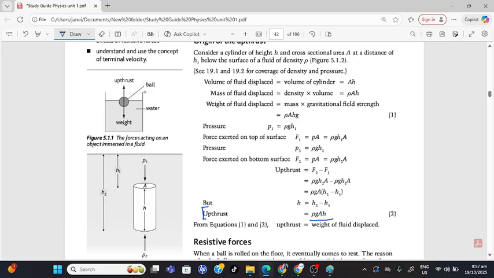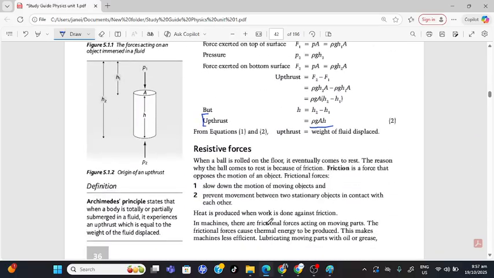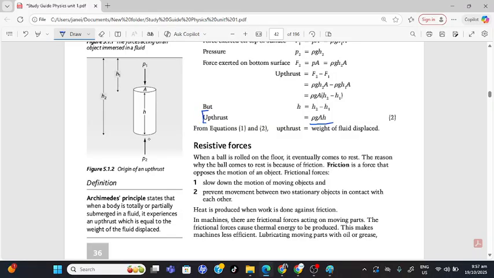So we're looking at Archimedes' principle, and we're going to define it. You're going to make a note. Archimedes' principle states that when a body is totally or partially submerged in a fluid, it experiences an upward force which is equal to the weight of the water displaced. And if you want to calculate the upthrust, this would be your equation. So make a note of that equation and that definition.